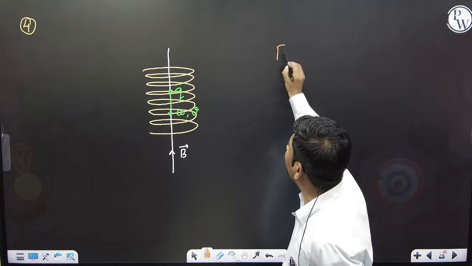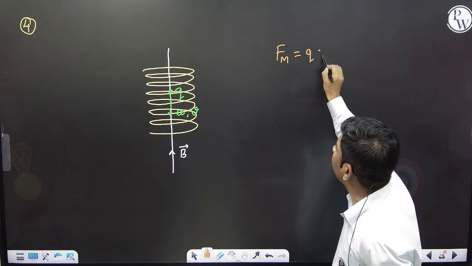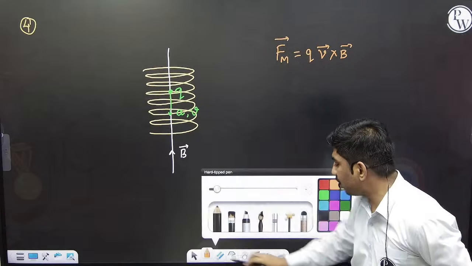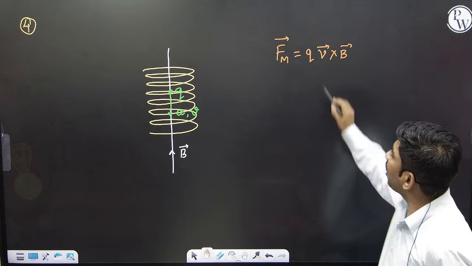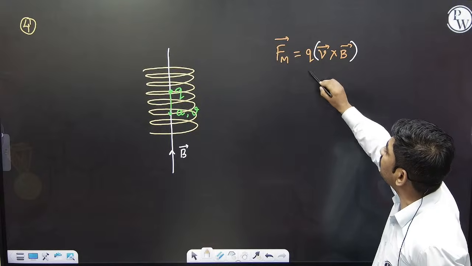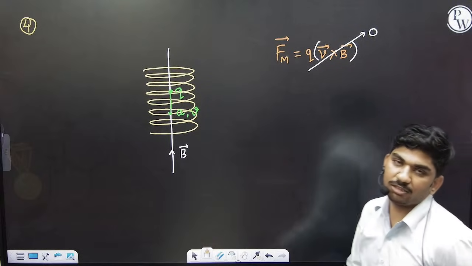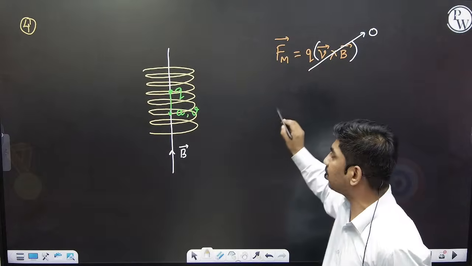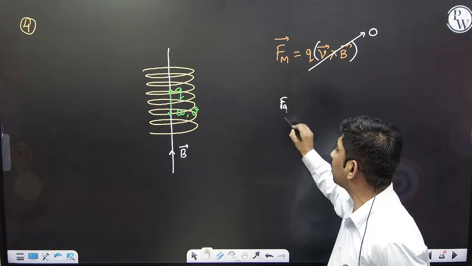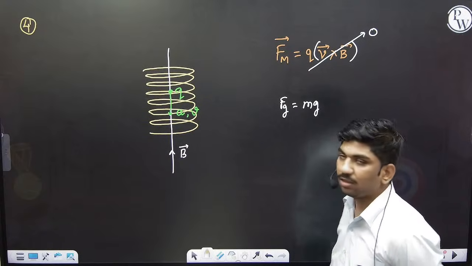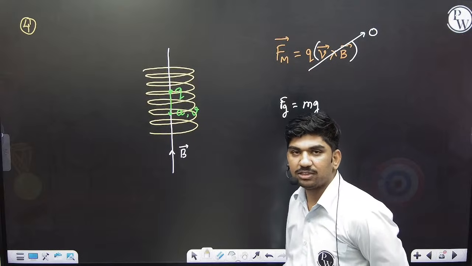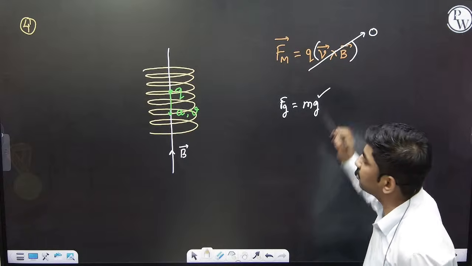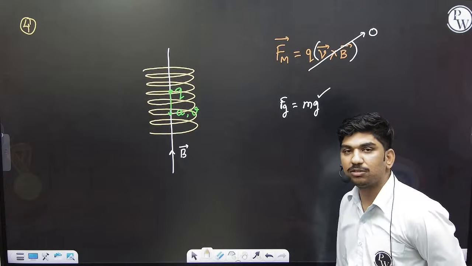So magnetic force, how do we write? We write it as Q V cross B. If V and B are in the same direction, we get this as 0. So magnetic force was 0. Only one force was acting on the particle, and that was only gravitational force, which was mg. If there is only one force acting, mg, then how much acceleration will the particle get? It will get only g, acceleration due to gravity. This was the question we had got.